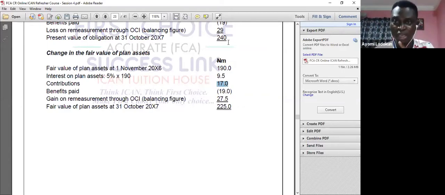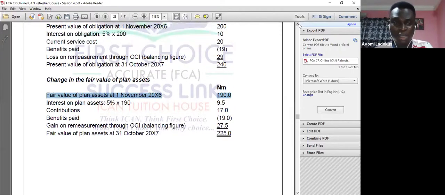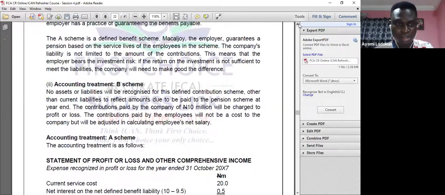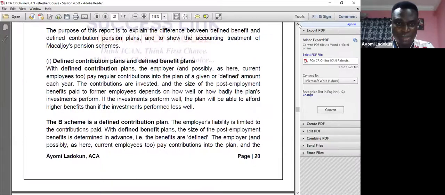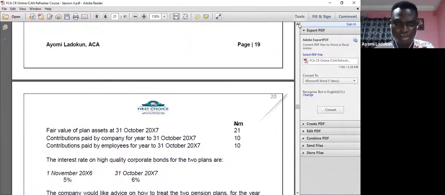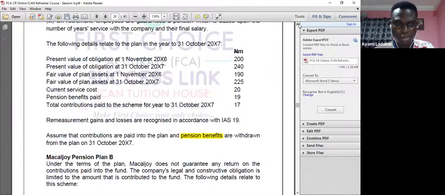But when you come here, my fair value of the plan asset is 190. Did you see this? My fair value of the plan asset. That means my obligation. Let me show you the question. Let's see, what's the question?